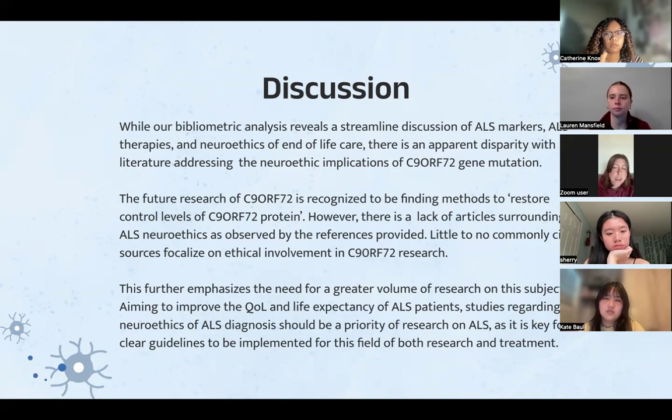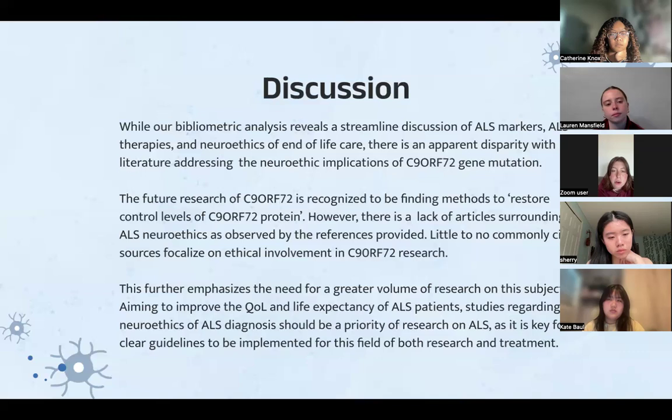C9ORF72 gene mutation. The further research of the C9ORF72 is recognized to be finding methods to restore control of C9ORF72 protein. However, there is a lack of articles surrounding ALS neuroethics as observed by the references provided. Little to no commonly cited sources focus on ethical involvement in C9ORF72 research. This further emphasizes the need for a greater volume of research on the subject.